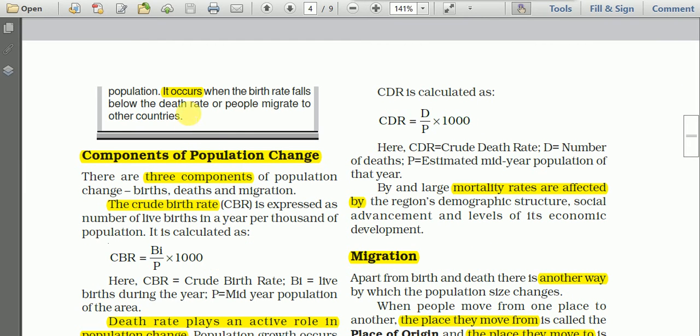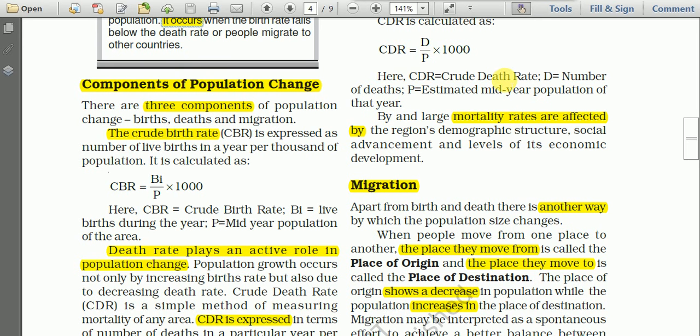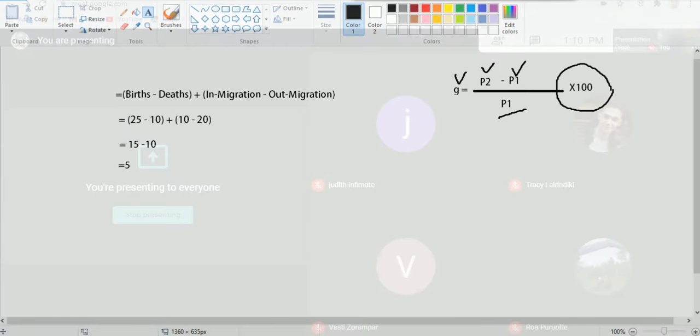And negative growth occurs when the birth rate falls below the death rate. When the birth rate is less than the death rate, there will be negative growth. Or when people migrate to other countries, when the out-migration is more than the in-migration, in that case there will be negative growth. Okay, are you clear? Any question? Yes, sir.